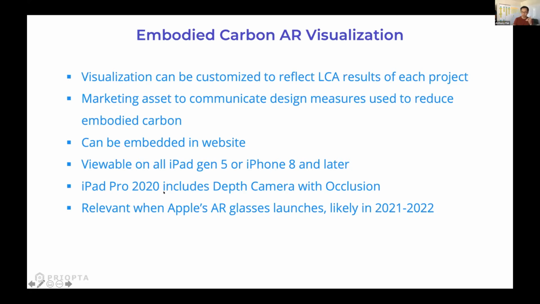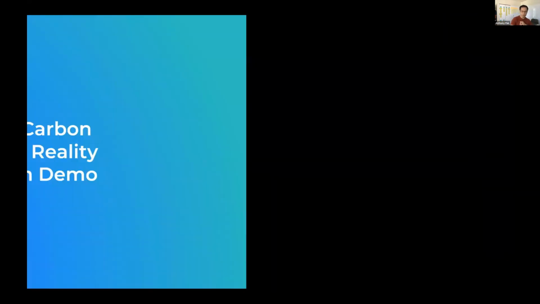Actually, the demo is not filmed with the latest version of the iPad Pro, but it has a depth camera, so it adds occlusion, which can make it even more compelling. And this will also be a relevant experience once Apple's AR glasses launch as well. So here's the demo.